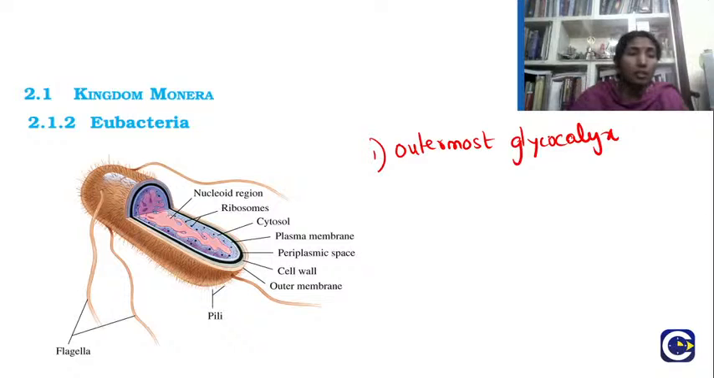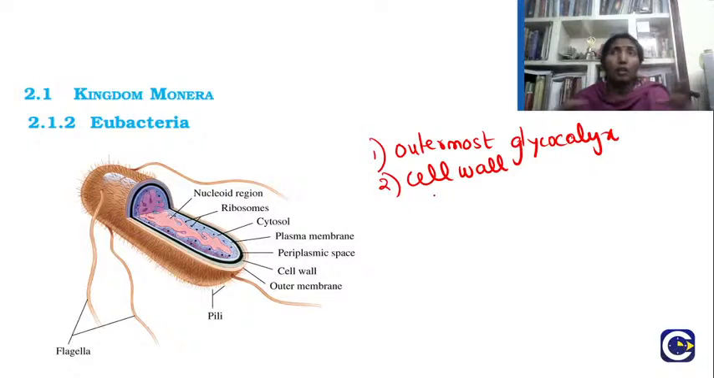Apart from that, the glycocalyx provides protection and other functions. The second layer is the cell wall, just below the glycocalyx. It is a very rigid structure, mainly to prevent expanding and bursting of the cell. It protects everything. It resists osmotic pressure, which is the main job of the cell wall.